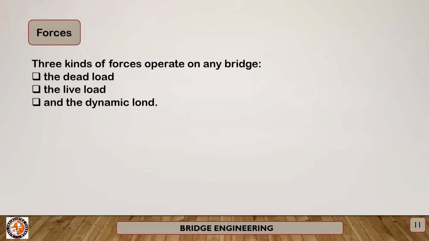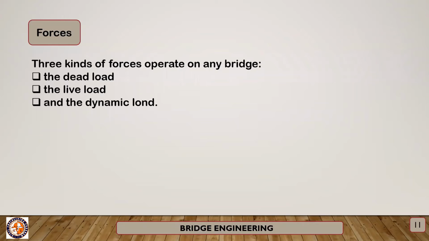So next is the forces. There are three kinds of forces that operate on any bridge: the dead load, the live load, and the dynamic load. The dead load refers to the weight of the bridge itself. Like any other structure, a bridge has a tendency to collapse simply because of the gravitational force acting on the materials of which the bridge is made.